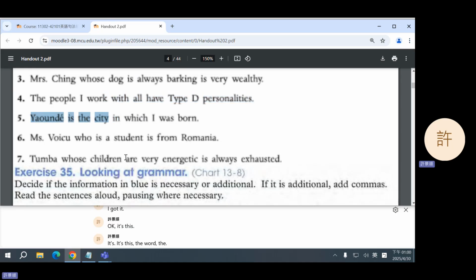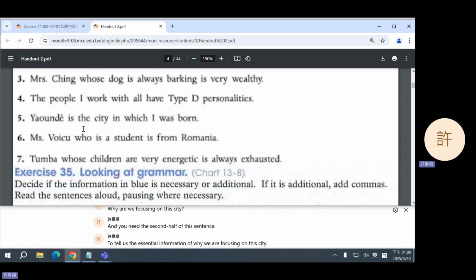Simply saying Yaoundé is the city, this sentence is incomplete. Like, why are we singling out this city? Why are we focusing on this city? And you need the second half of this sentence to tell us the essential information of why we are focusing on this city.